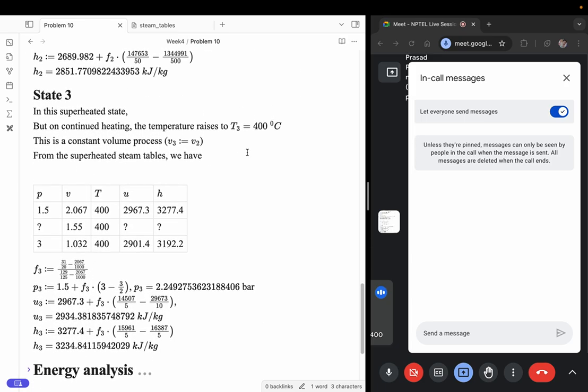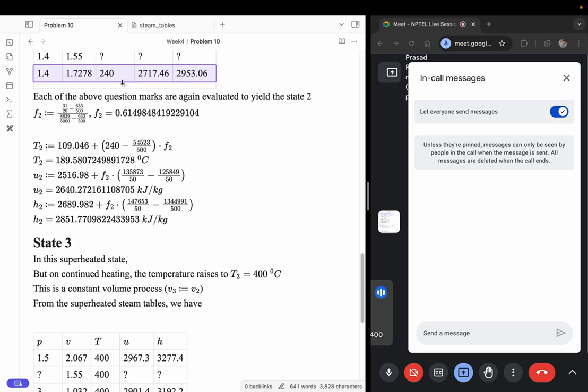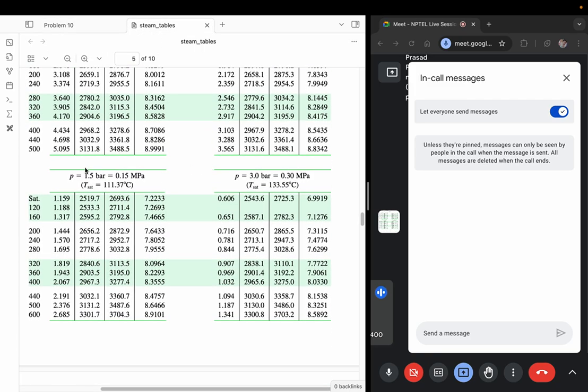So I know the final temperature is already specified as 400 Celsius. At 400 Celsius, I need to find the correct value of pressure, which is something that I don't know. So I go to the steam table. I know the pressure is going to be somewhere above 1.5, like we already know P2 is 1.4. If you are heating a gas in a closed space, your pressure is going to increase, so the pressure is somewhere above 1.4 bar. In the steam table, the next values are 1.5 and 3, so I take these two values.